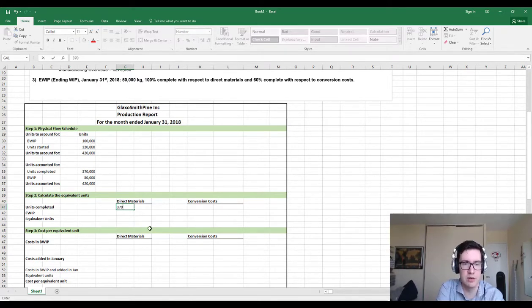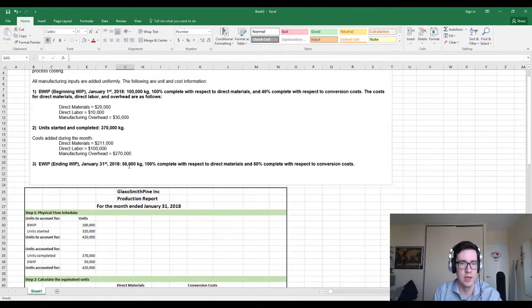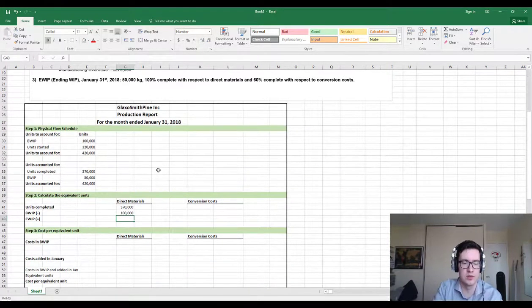So I'm going to say 370,000 because I just want you to take the number from units completed, and I'm going to subtract beginning work in process. And I'm going to put a little subtraction sign there. And that's going to be 100,000. And then I'm going to add ending work in process, and that is going to be, well, what's ending work in process? Ending work in process is 50,000 and it's 100% complete, so that is 50,000.